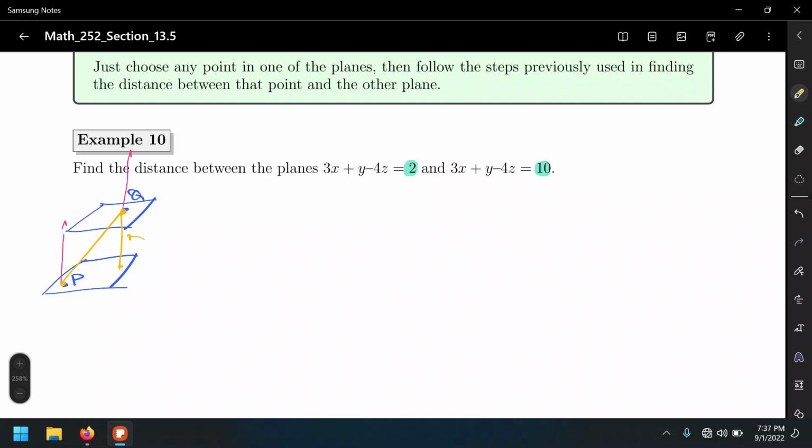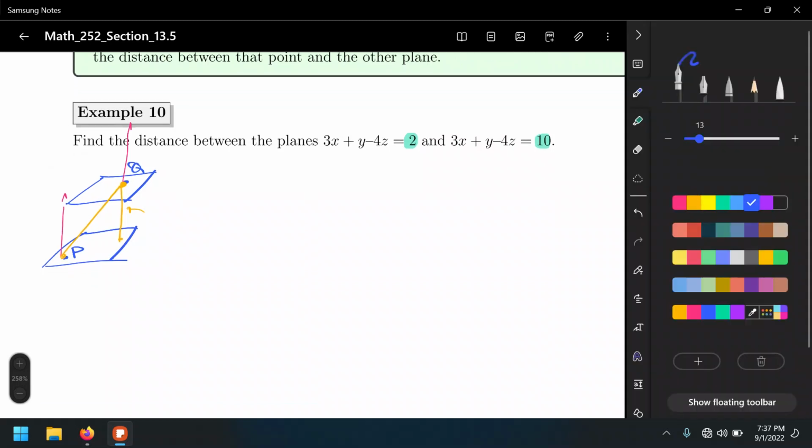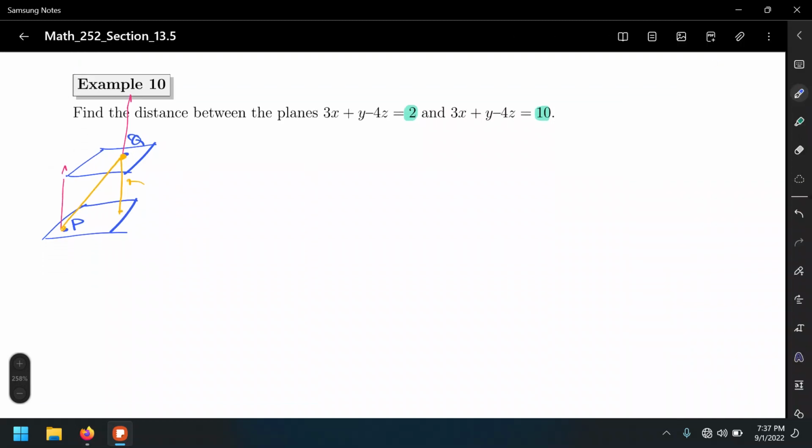Let's make this nicer to work with. So the y-intercept: make x and z equal to 0, and y equals 2. That's the point 0, 2, 0.